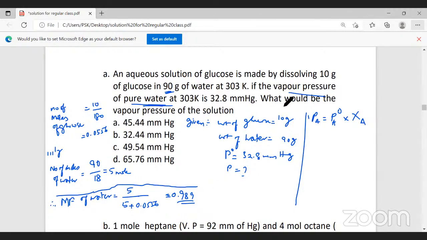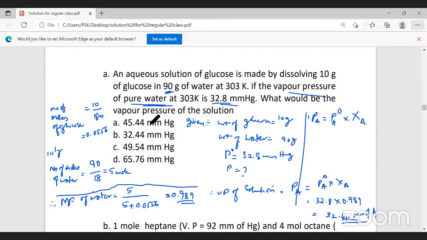What is the question they're asking? What would be the vapor pressure of the solution? Therefore, we can write the vapor pressure of the solution, that is PA, will be equal to P naught of A into XA. What is the P naught of A? They have given P naught of A, the pure vapor pressure of pure water, to be 32.8, into the mole fraction we just calculated as 0.989. On simplification, you will get 32.44 millimeters of mercury. So therefore, the answer for this question is option B.